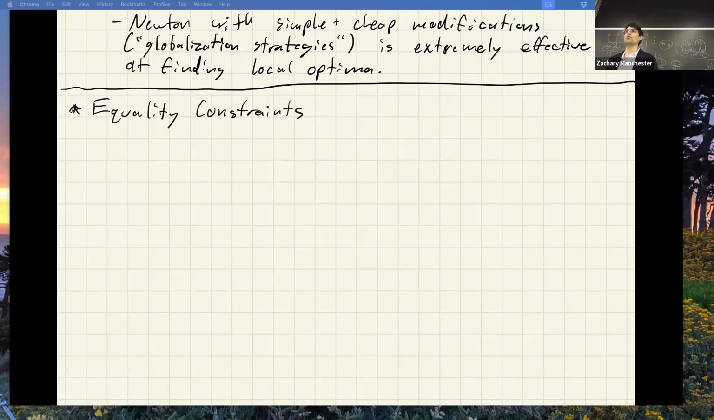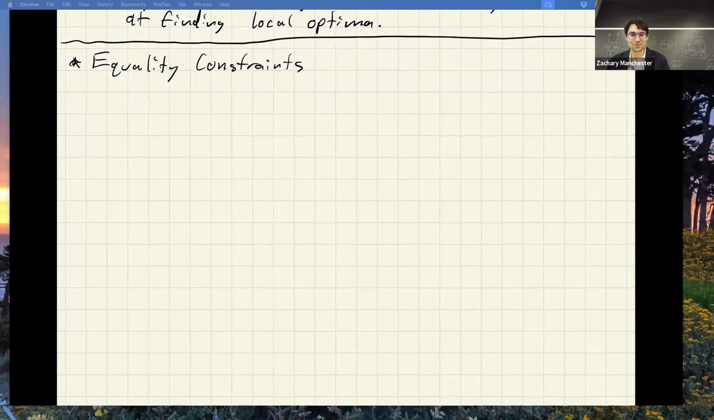Who's done this before? Constraint optimization. Yeah, like one person, two people, very few. Cool. That's for calibration.